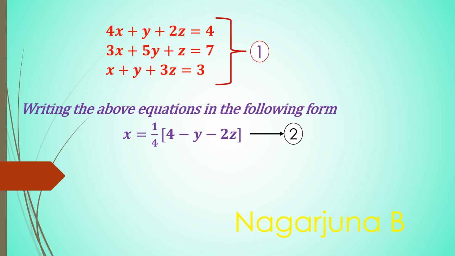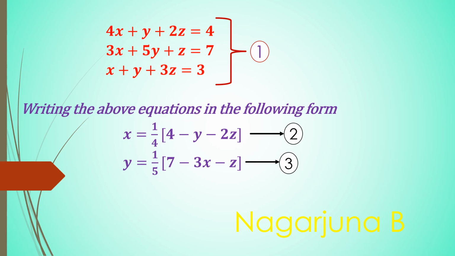Next, consider the second equation in the system of linear equations 1, that is 3x plus 5y plus z is equal to 7, and considering 5y on the left side and taking the other terms to the right side, we can write 5y is equal to 7 minus 3x minus z. And since we want the value of y, we can write y is equal to 1 divided by 5 into 7 minus 3x minus z, and call this equation number 3.